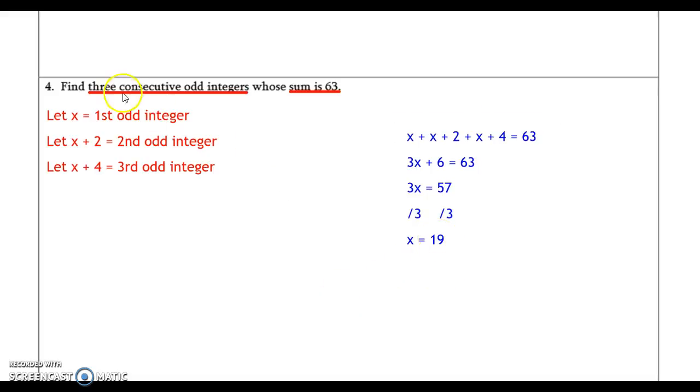19 is an odd integer. It's asking for odd integers, so far so good. And we need 3 consecutive odd integers. So we need the numbers to be 19, and then the next consecutive odd integer, which is 21, and then the next one, which is 23. It checks out because x is the first odd integer, x plus 2, 19 plus 2, which is 21, is the second odd integer, and x plus 4, 19 plus 4, which is 23, is the third odd integer.